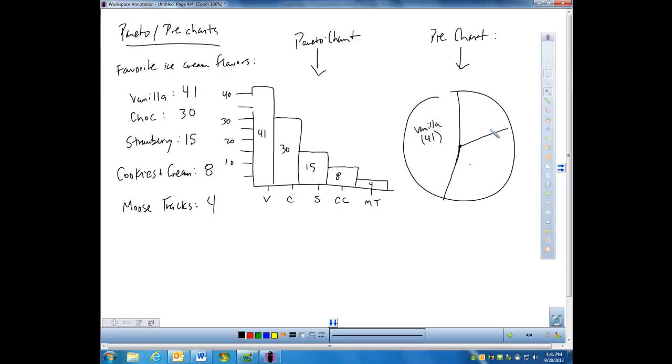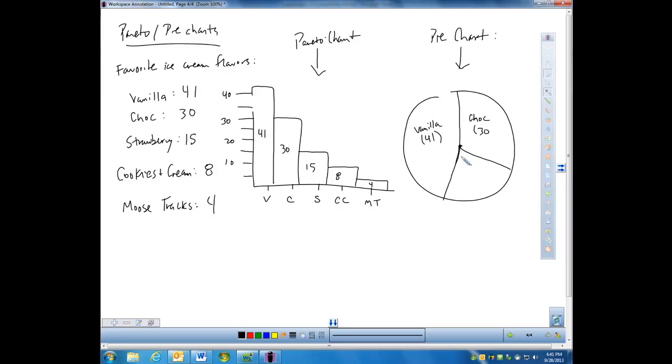And so I've got to work on my math here, figure out what that is. It's about 110 degrees actually. So I'm going to erase this line right here and build me a piece of pie that's about 110 degrees, so it's a little bit bigger than a quarter of the circle. So there's my chocolate. Chocolate lovers represent that many. Alright, continue to do the same thing with my strawberry now. Strawberry is going to look about half of that piece that I just made, so about 55 degrees.